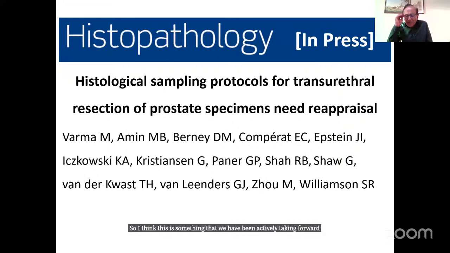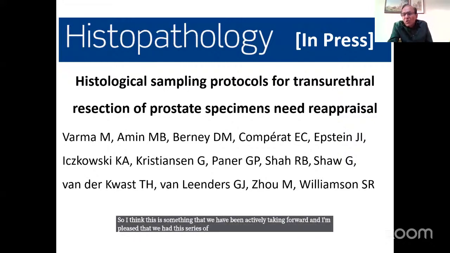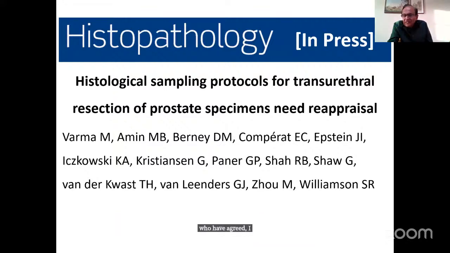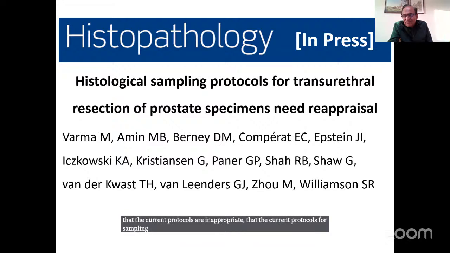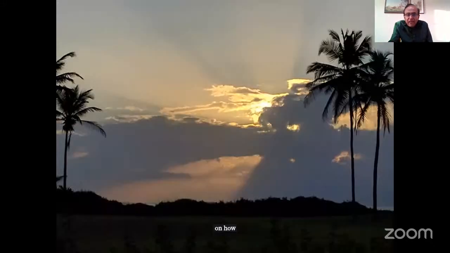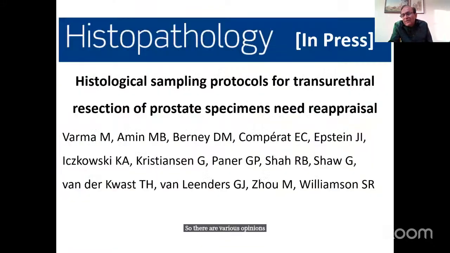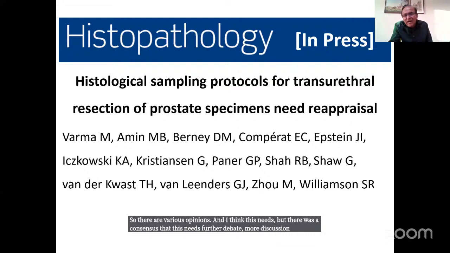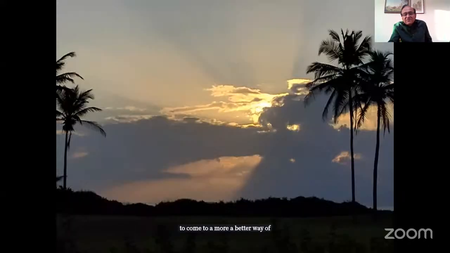And I'm pleased that we had this series of experts who have agreed, I think, in principle, that the current protocols for sampling TURP specimens are inappropriate and excessive, and we probably need to reduce the number of samples, the number of blocks that we take. However, there was no consensus on how low should be low. There are various opinions, but there was a consensus that this needs further debate and more discussion, probably involving both ISUP and GUPS, to come to a better way of sampling these TURP specimens.